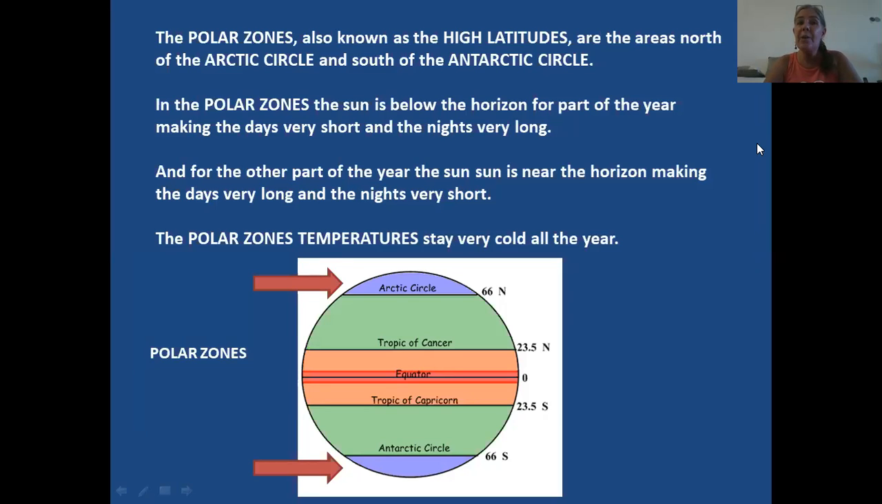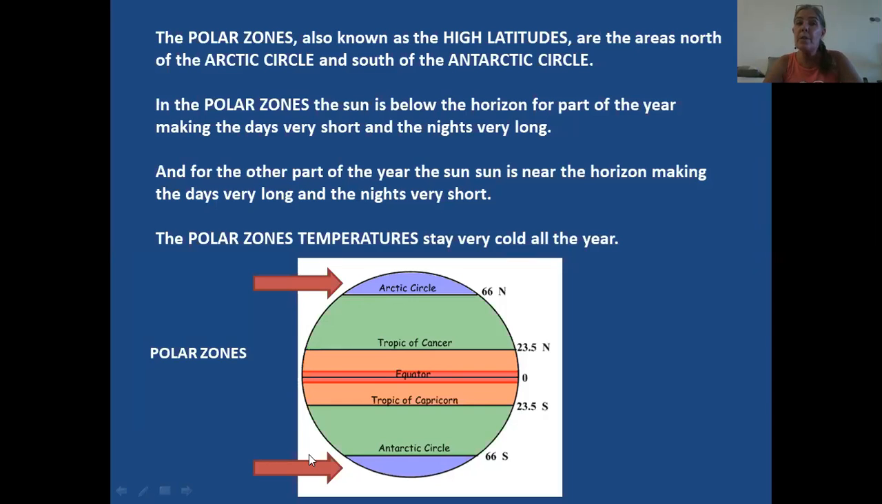The polar zones are also known as high latitudes. They are the areas which are north of the Arctic Circle and south of the Antarctic Circle. You can see it here in the picture. We have the polar zones. In purple, we have the Arctic Circle, and down here we have the Antarctic Circle.